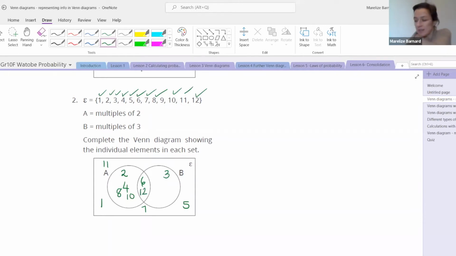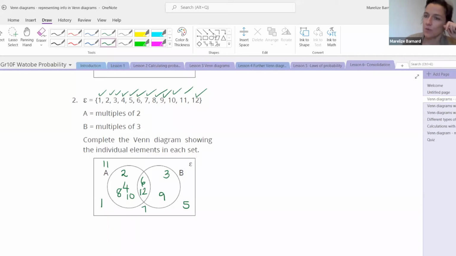So in your intersection, you should have 6 and 12, and then 2, 4, 8, 10 in A and 3 in B. Let's see some thumbs up. You may have skipped 9. Oh, did I skip 9? Yeah. Sorry about that. There we go. 9. So 9 is a multiple of 3. It goes with B. 6 is in the intersection.